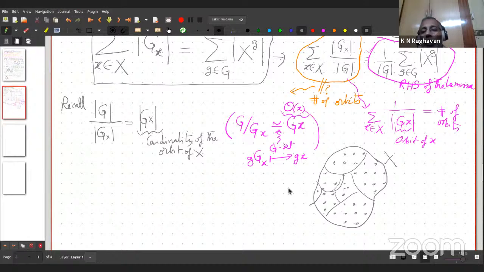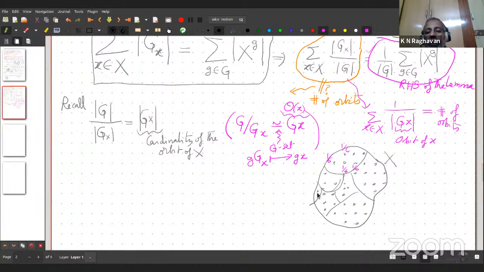Now, what am I doing? I'm counting over all elements of X. But what am I counting? 1 over the cardinality of the orbit of x. So I'm summing over the entire set X, but what am I summing? For each x in X, I count 1 over the orbit. At this point, there are 6 elements in this orbit, so the weight attached to this is 1 over 6. Here it is 1 over 6, here 1 over 6, here 1 over 6.